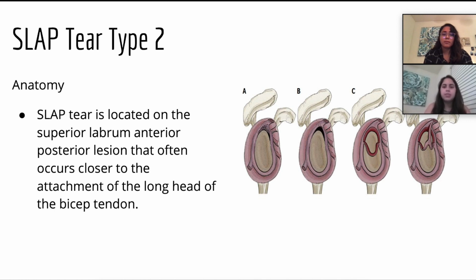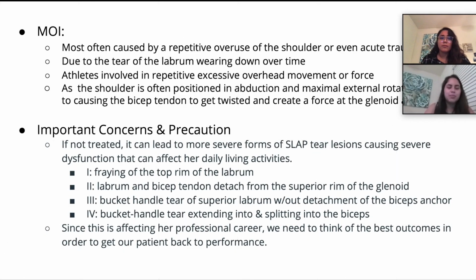The labrum is a cup-shaped rim of firm fibrous tissue that acts as a cushion to the socket of the shoulder joint and helps with stabilization of the humeral head. There are different types of SLAP tear, but type 2 is the one that we will be presenting. It is most often caused by repetitive overuse of the shoulder or even an acute trauma, due to the tear of the labrum wearing down over time.